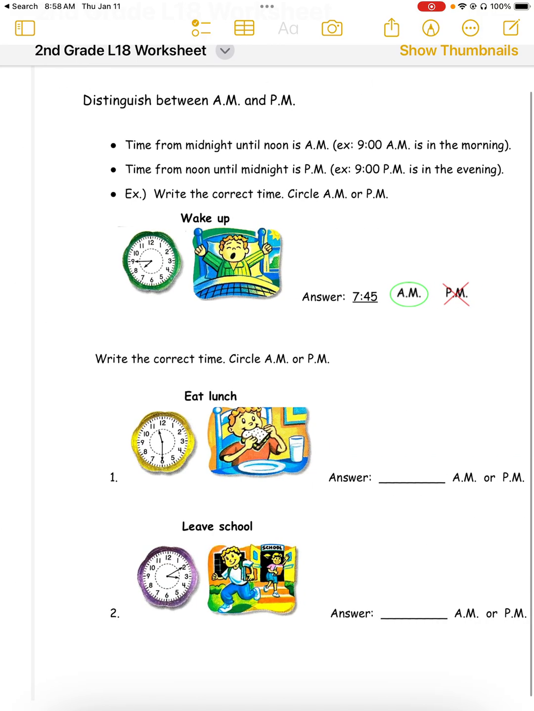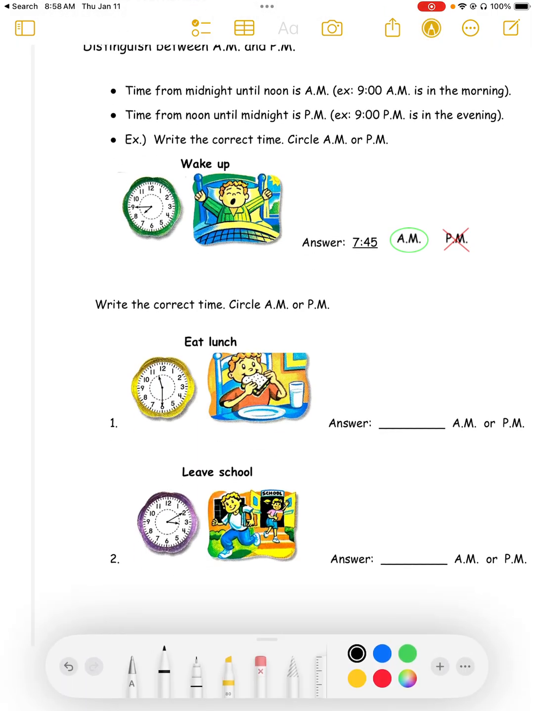Moving on to the next page. So it says distinguish between AM and PM. Time from midnight until noon is AM. Example, 9 AM is in the morning. Time from noon until midnight is PM. Example, 9 PM is in the evening. Example, write the correct time. Circle AM or PM. So since this guy is waking up, it'll be AM, not PM.